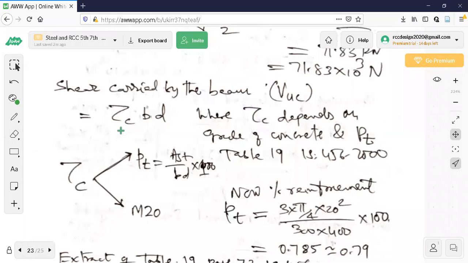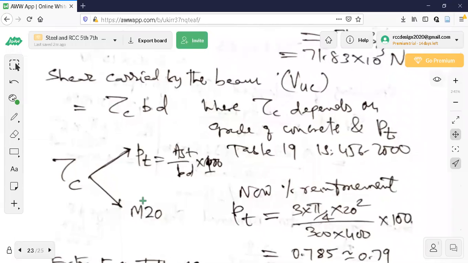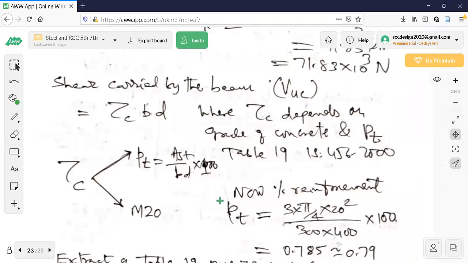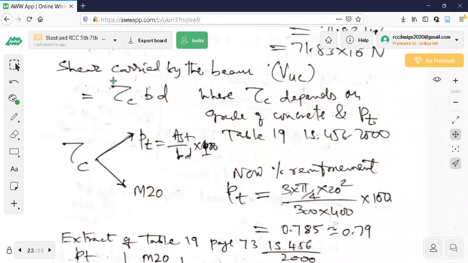Let us find out tau c. In order to find tau c, you need PT and M20 as per table 19. So if you forget how to find tau c, you remember table 19. In table 19, you will understand that I have to find PT as well as check for the corresponding grade. Now observe here. What I have done here is I need to find out the shear capacity of the beam. For this one, I am going to use this formula, tau c into BD.